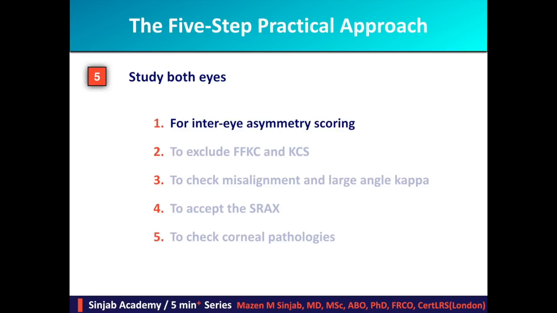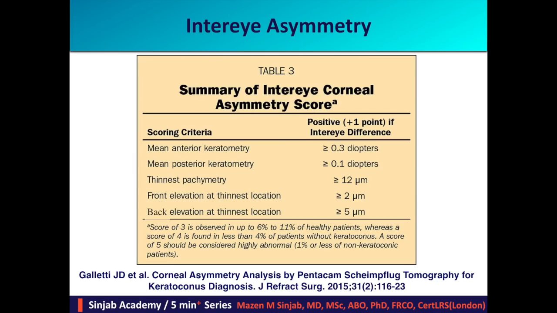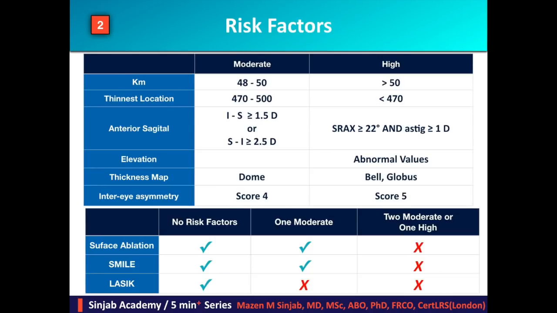Now, for inter-eye asymmetry scoring, as you know, this is an important step in the scoring of findings in corneal tomography, and we give the patient the score based on the asymmetry in terms of 5 parameters. If the patient has score 4, then it can be considered a moderate risk factor, and if the score is 5, then it is a high risk factor.